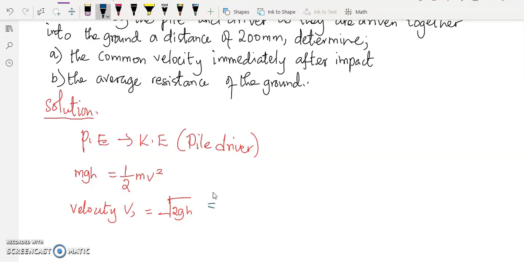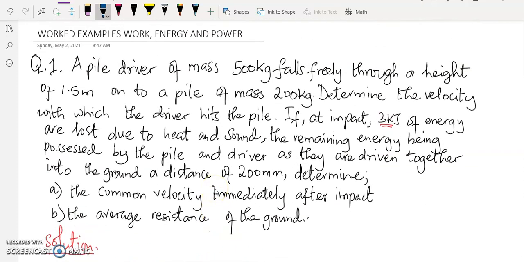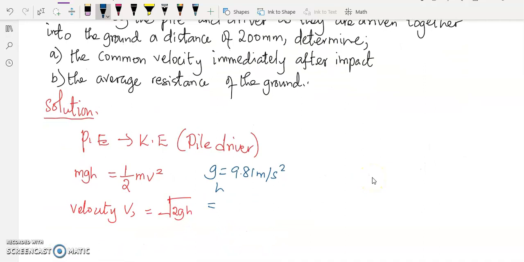So we have g, which is 9.81, and h is given in this question as 1.5 meters. When you substitute that in the equation, we'll have the square root of 2 multiplied by 9.81 multiplied by 1.5 meters. Then we end up with 5.42 meters per second. So kindly go and work it out and find if this answer is correct.